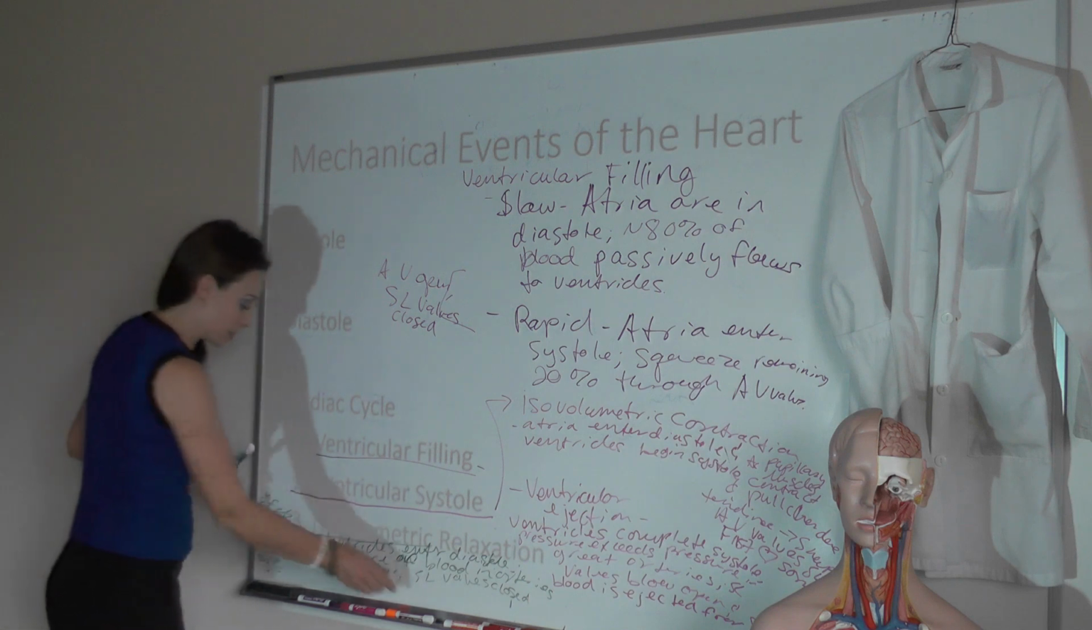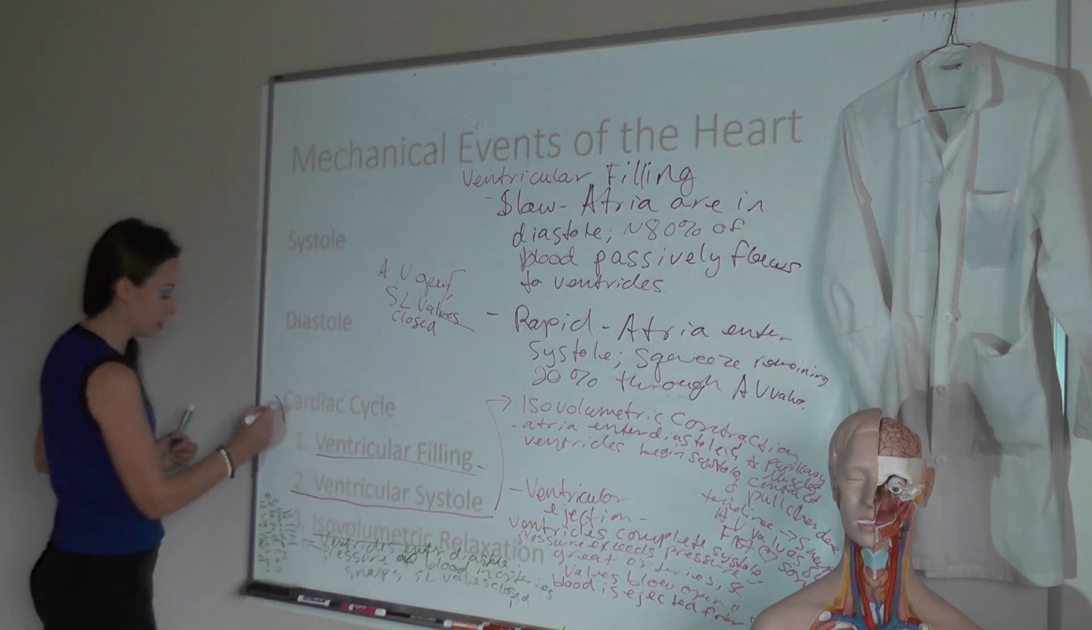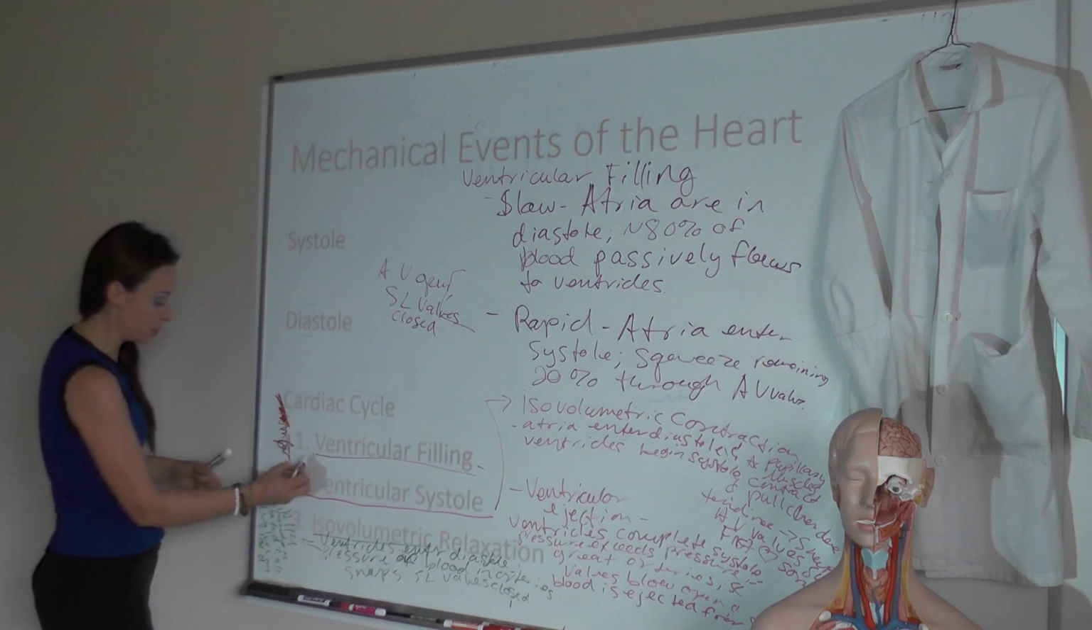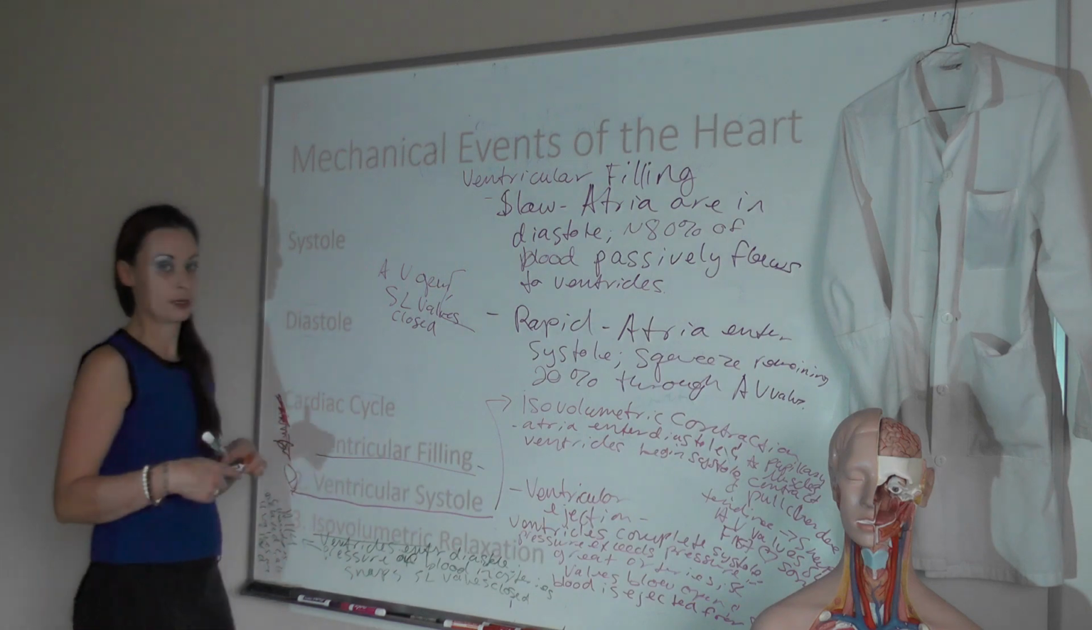But again, venous return to the heart is going to exceed the pressure of the AV valves. They'll open. 80% of blood is going to passively flow from the atria into the ventricles. Then the atria are going to contract, squeeze the rest through. Then our ventricles are going to contract, and it happens over and over and over again.